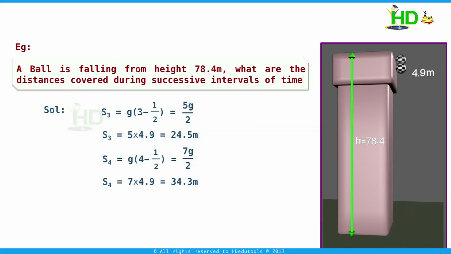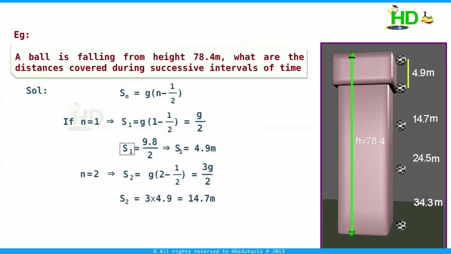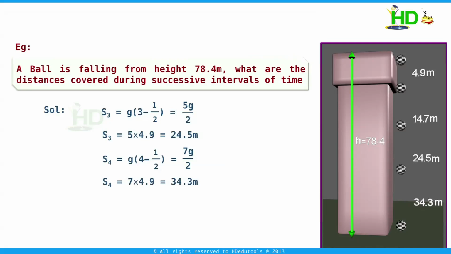That means when it is falling from height 78.4 meter, during the first second, it travels a distance 4.9 meter. During the next second, it travels a distance 14.7 meter. During the third second, it travels a distance 24.5 meter. During the fourth second, it travels a distance 34.3 meter.